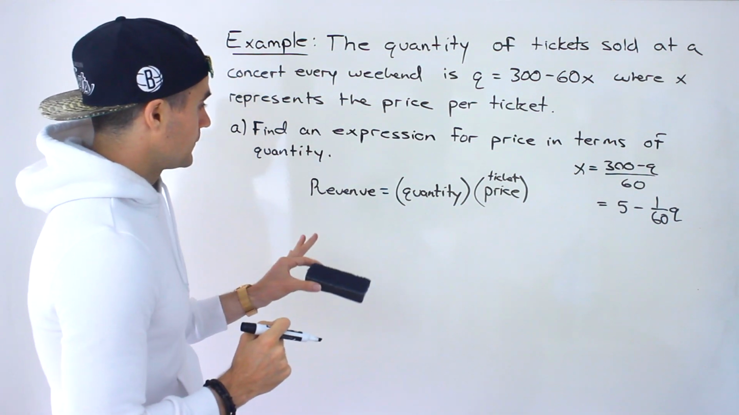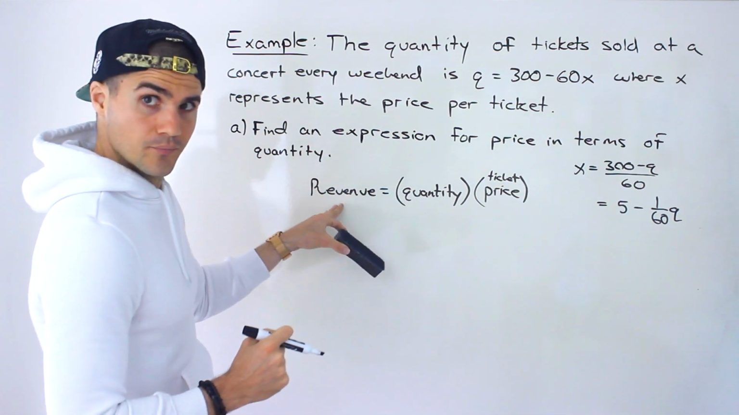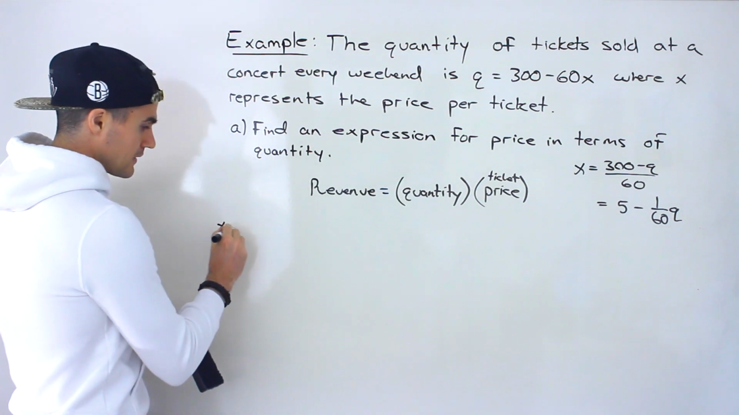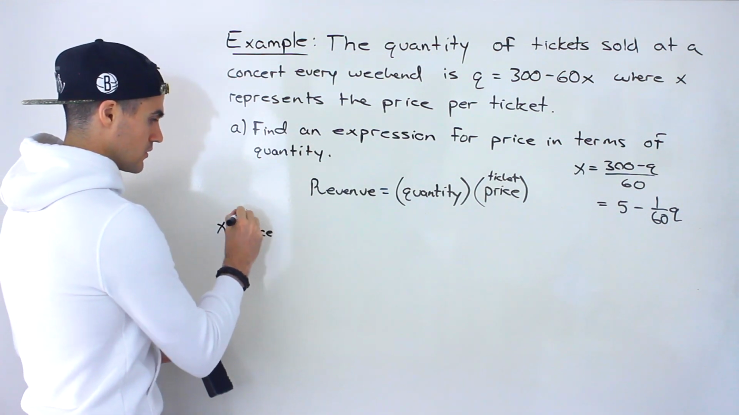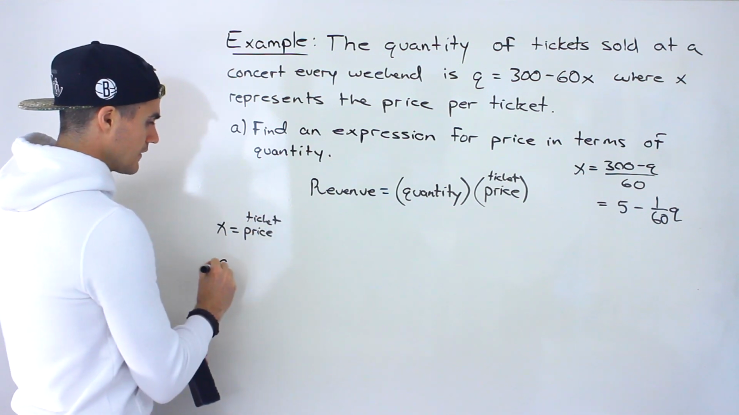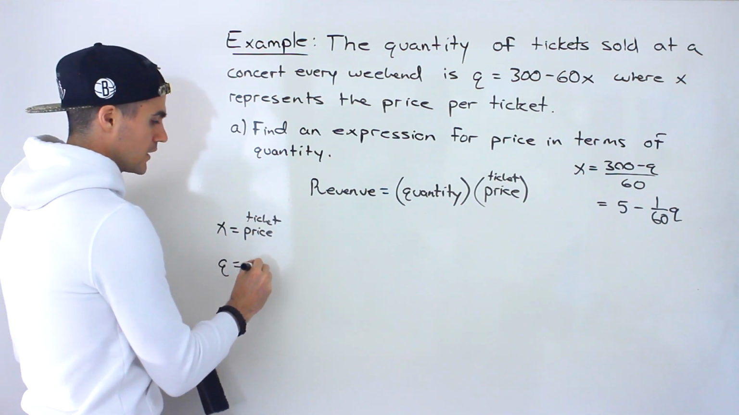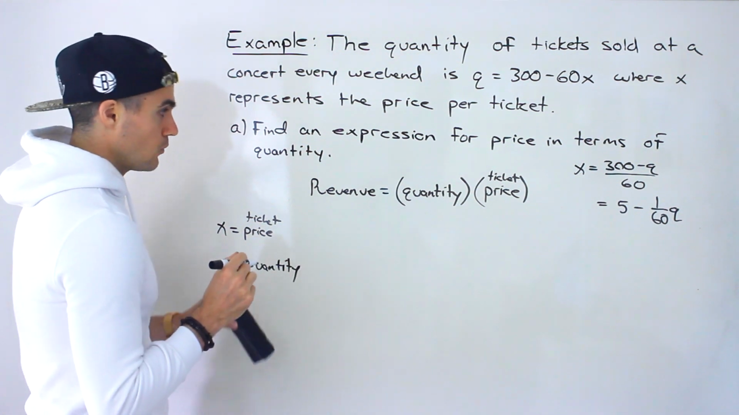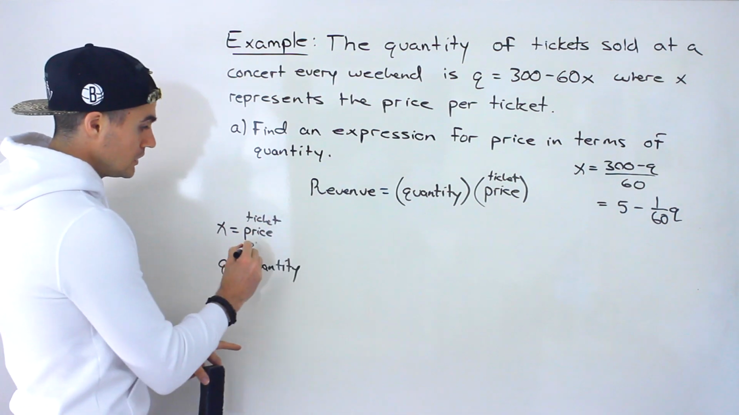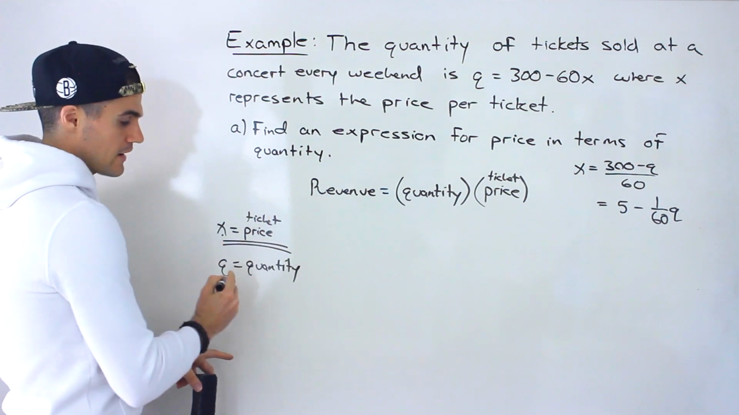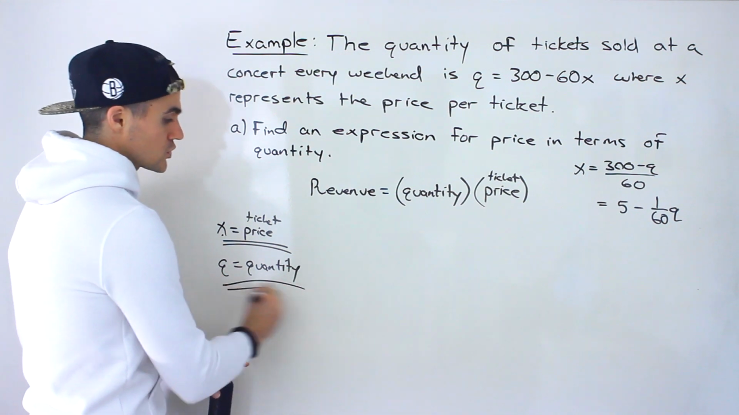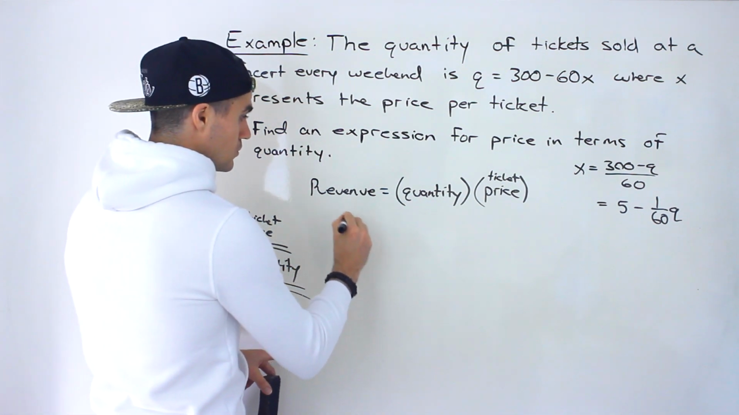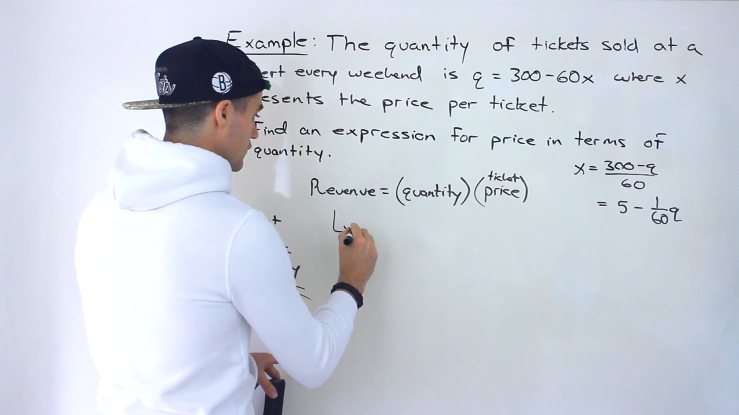Now, what they want is they want the revenue to be only in terms of price. So remember, the X is the price, or the ticket price. And then Q is the number of tickets sold, or the quantity. So they want two different revenue equations. They want a revenue expression only in terms of the price, so it's only going to be in terms of X, or they want a revenue expression only in terms of the quantity. So let's start off by creating a revenue expression in terms of price.